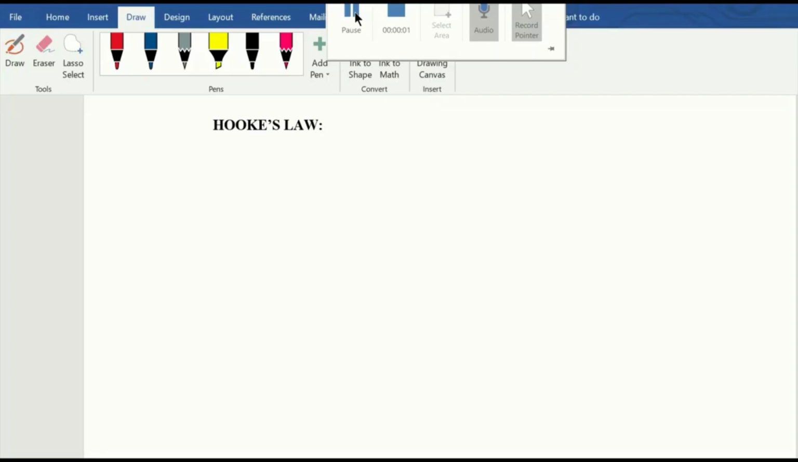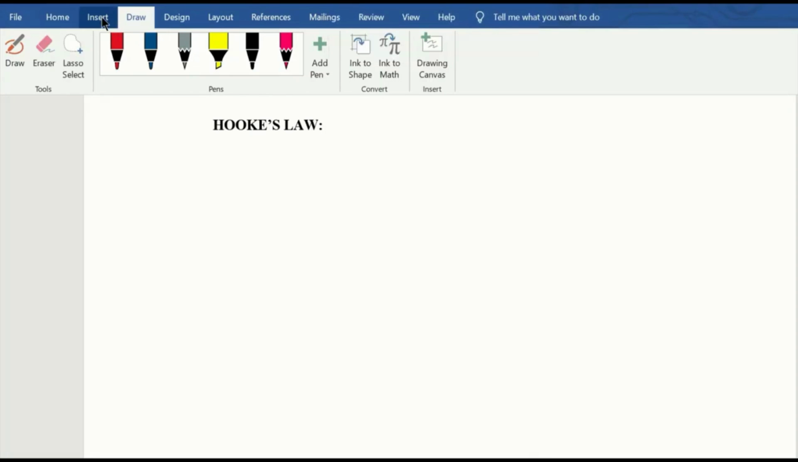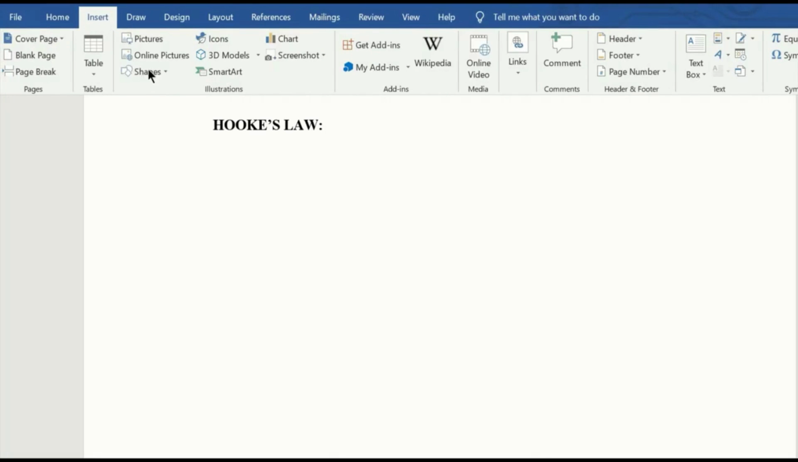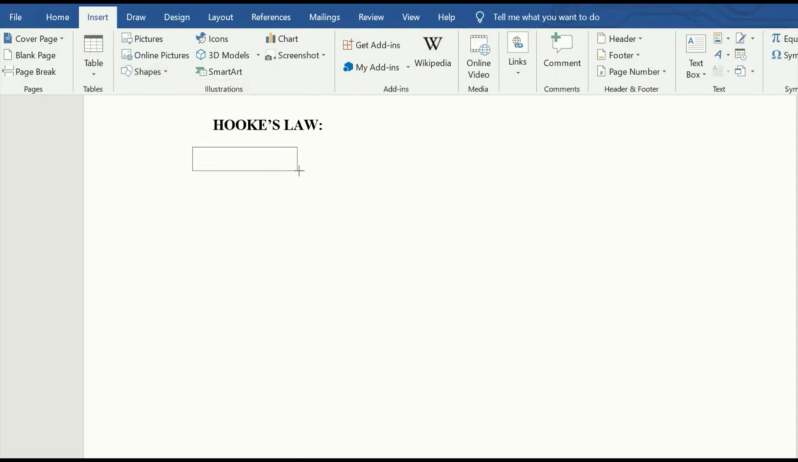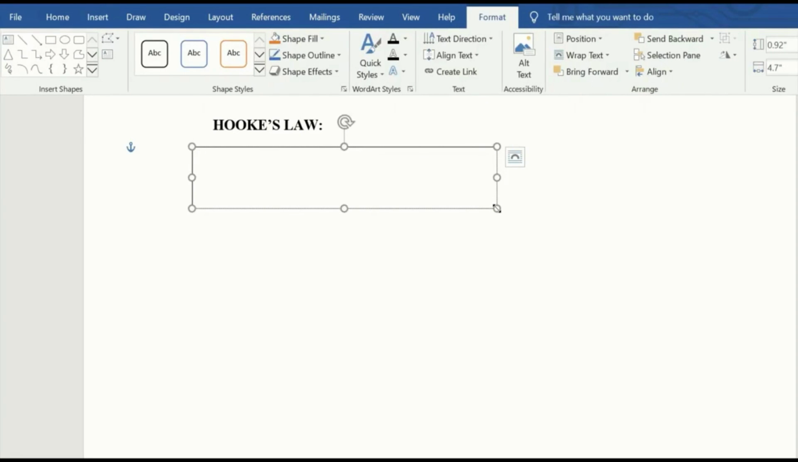Hello, in today's class we shall be talking about Hooke's law. Now, the first thing we must state here is Hooke's law. What is Hooke's law? Hooke's law states that within the limit of proportionality, the extension of a material is proportional to the applied force. Let's put this in writing.